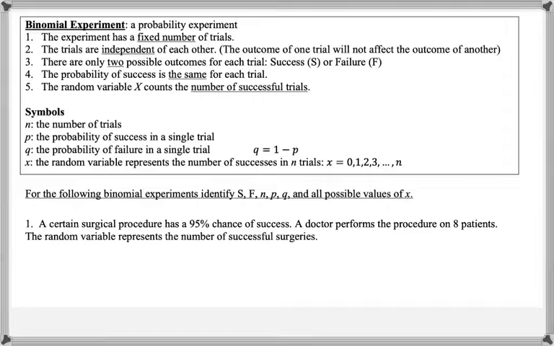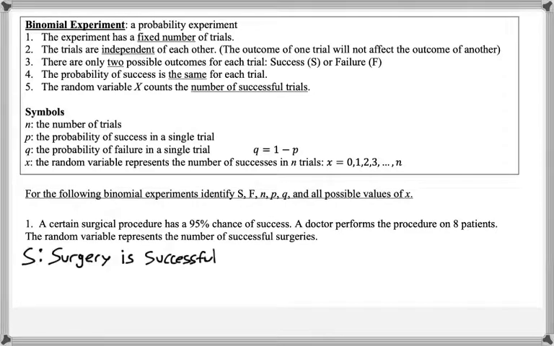For the following binomial experiments, identify S, F, N, P, Q, and all possible values of X. A certain surgical procedure has a 95% chance of success. A doctor performs the procedure on 8 patients. The random variable represents the number of successful surgeries.